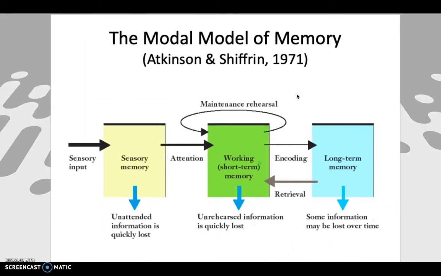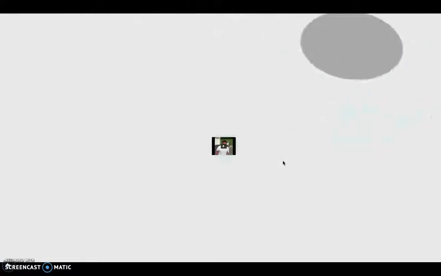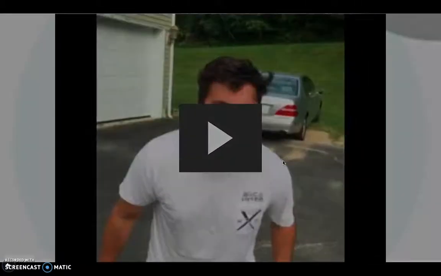I think this one's pretty self-explanatory too. He's basically repeating LeBron James a bunch of times. And if you're not doing maintenance rehearsal or you're not quite doing it right, that's going to turn into unrehearsed information, and just like unattended information, it's pretty quickly lost as well.